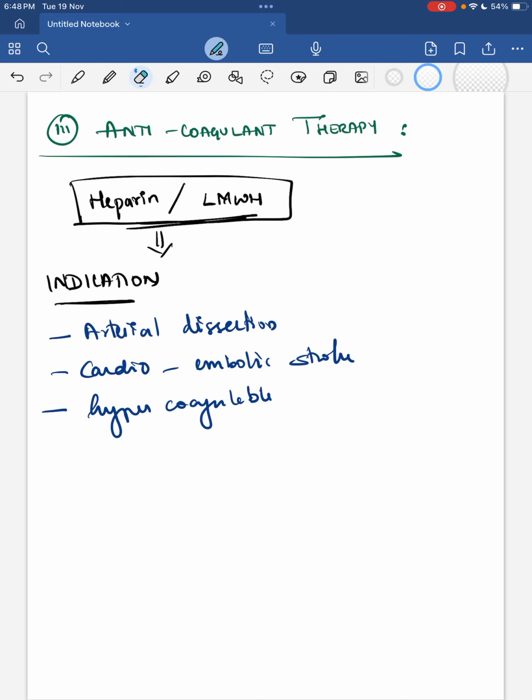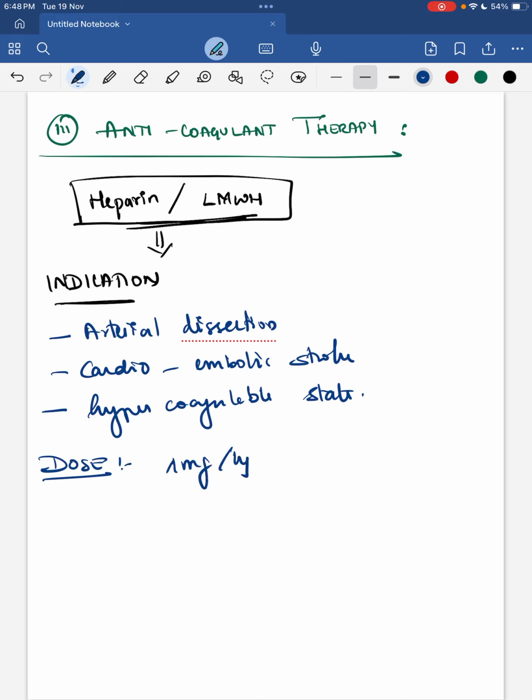The dosage of your low molecular weight heparin will be 1 mg per kg per dose, 12th hourly, subcutaneously. This is the dose of your low molecular weight heparin. This is regarding your anticoagulant therapy.